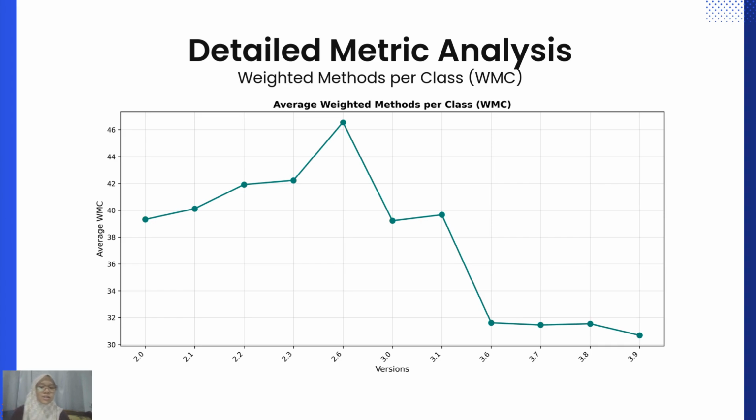Overall here it shows a decrease of 22% from 39.33 to 30.69. The peak was 46.55 at version 2.6. So the decrease in recent versions is positive, indicating that classes are becoming less complex despite code growth. The significant reduction at version 3.0 reflects effective refactoring efforts that simplified class structures.